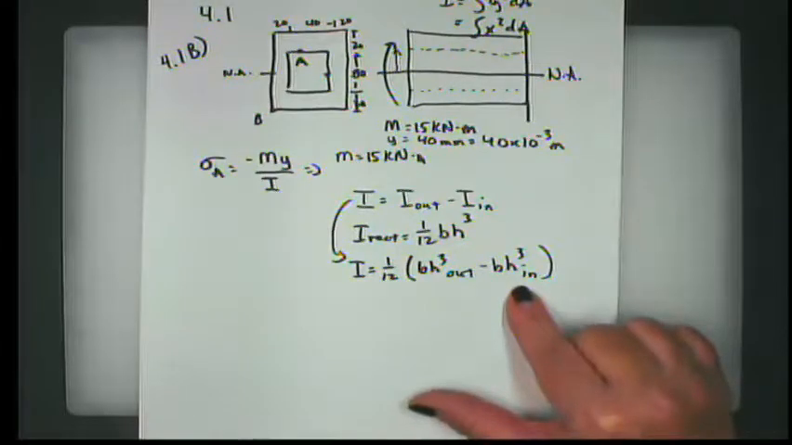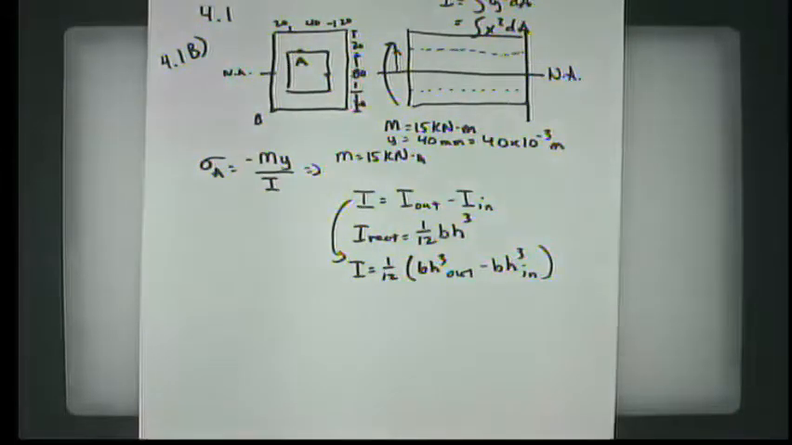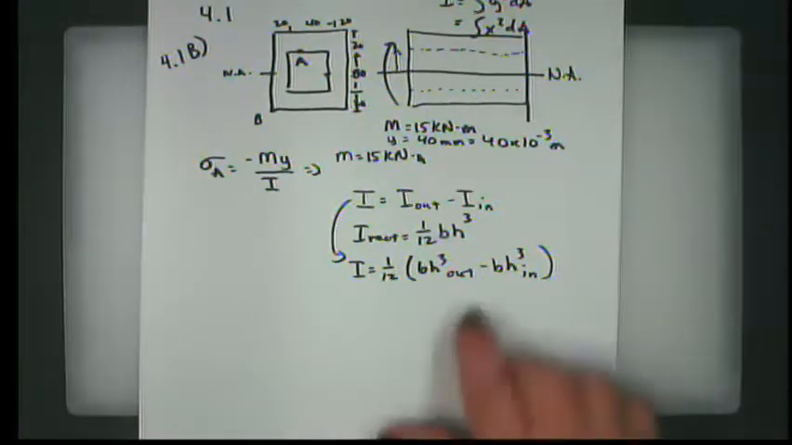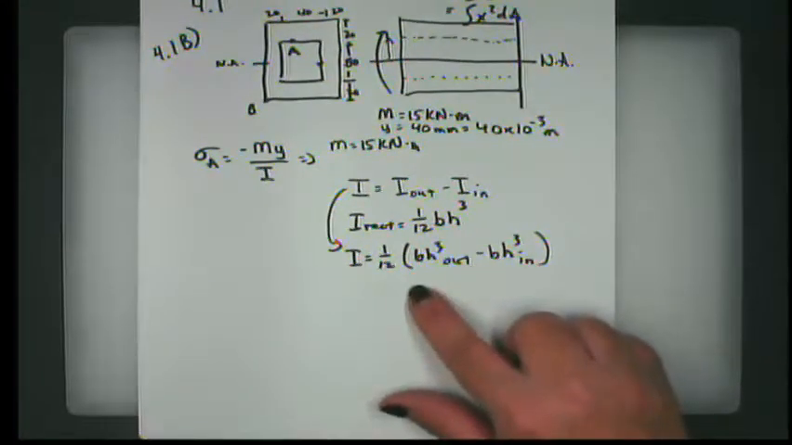Now you can keep this in millimeters if you want, but if you do, you're going to have to remember that when you have millimeters at the end, there's 1,000 millimeters per meter, and you're going to have to do that to the fourth power. So you can do it either way, but I recommend changing everything into meters at this point.